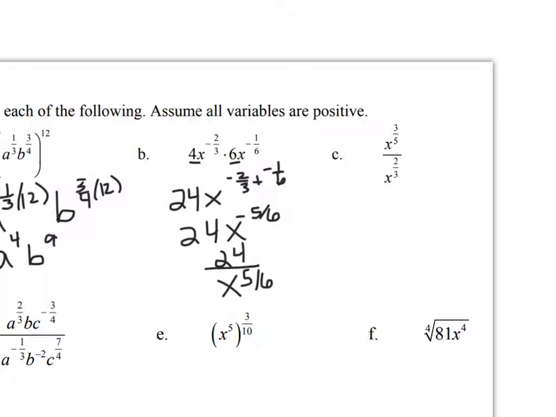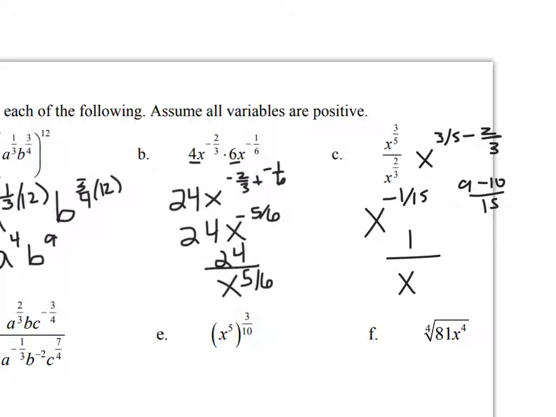All right, now we are dividing the same base, so we're going to subtract the exponents. So this is going to be x to the 3/5 minus 2/3. And y'all have a calculator you can do, so I have 9 minus 10 over 15. So I get x to the negative 1 over 15. Negative exponents are not happy, so it's 1 over x to the 1/15.